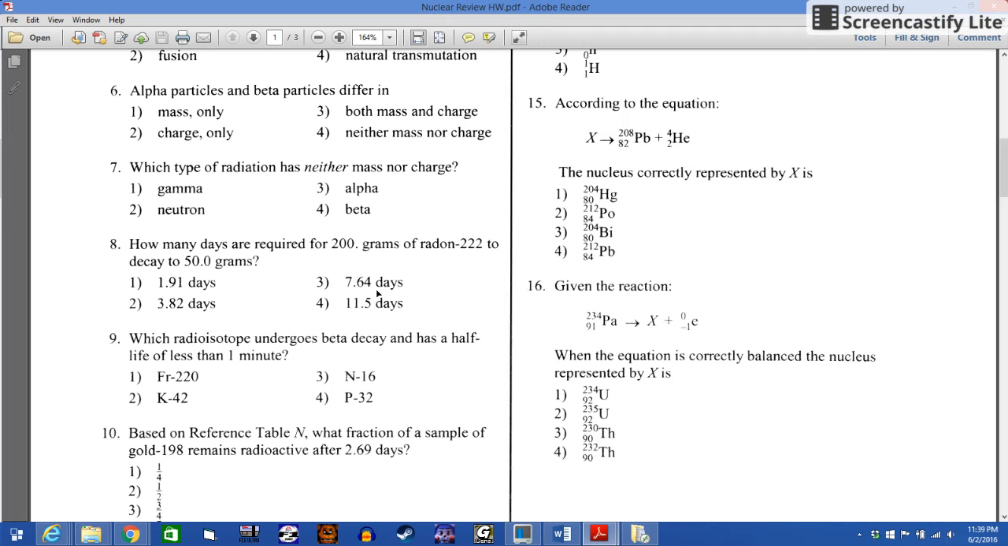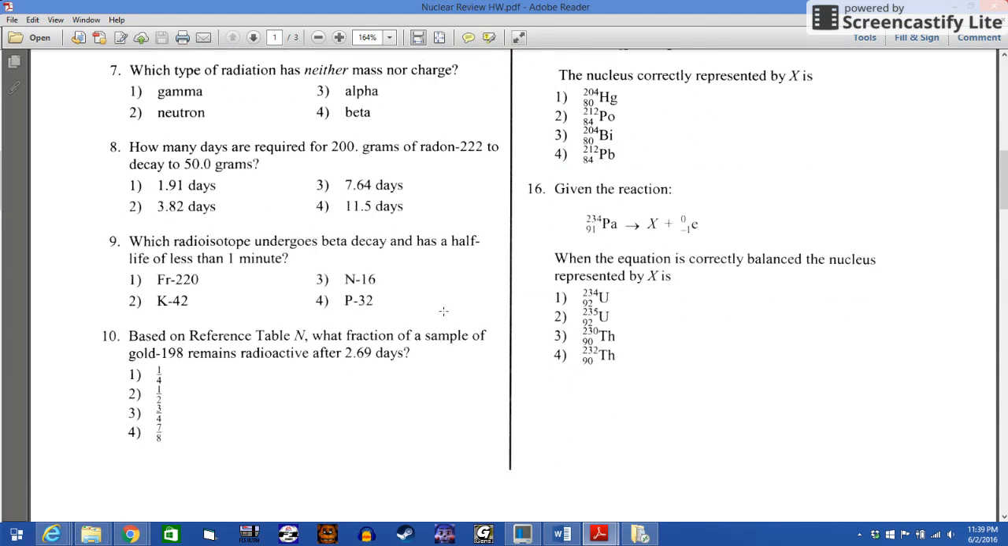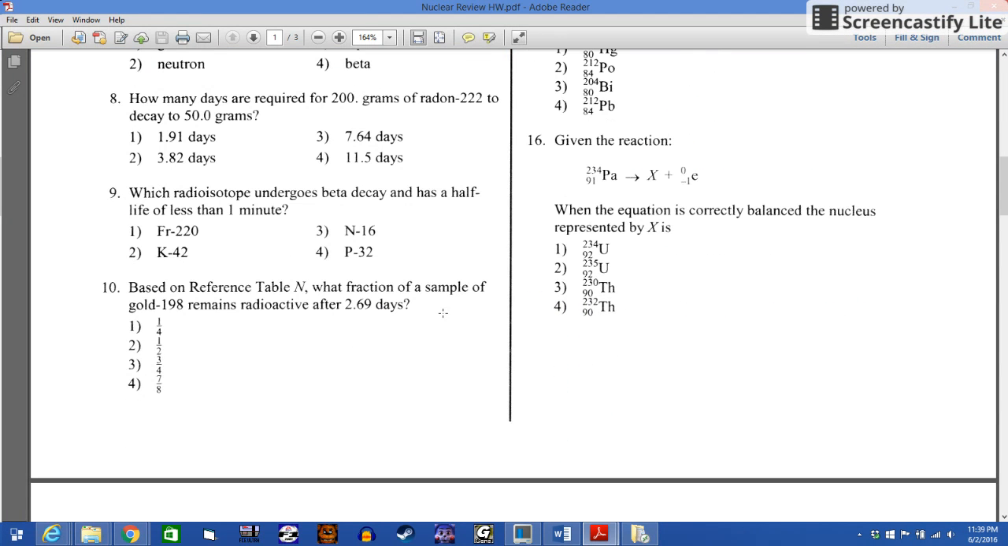Okay. Number 8. Now some half-life questions. How many days are required for 200 grams of radon-222 to decay to 50 grams? All right, so here we go. 200, we have no half-lives, so count with me with your fingers. 1 half-life gets me to 100. 2 half-lives gets me to 50. So it's 2 half-lives.